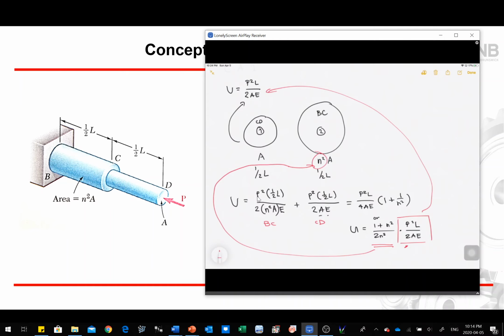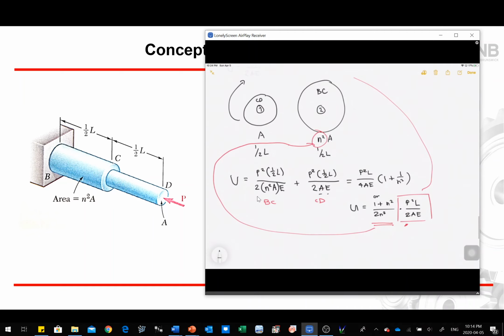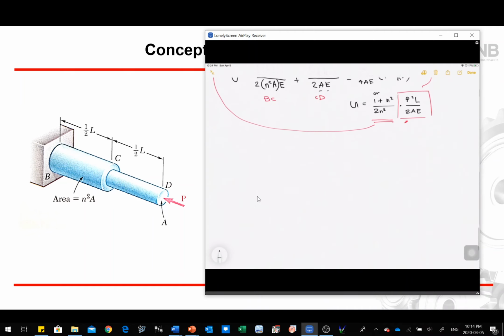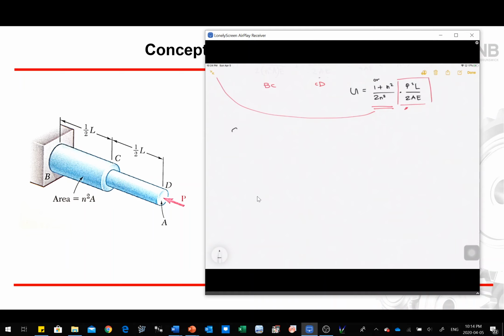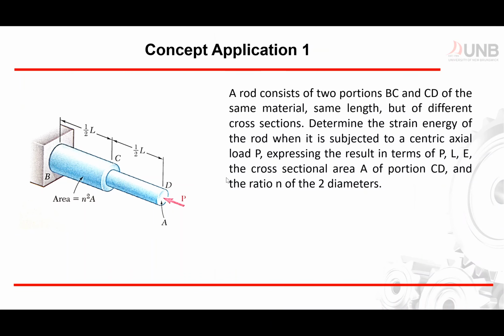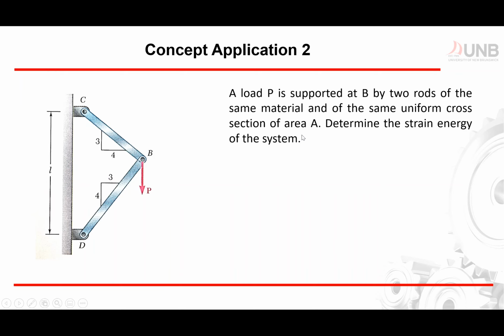Now, that's super easy for concept application number 1. Let's move to concept application number 2. I think we have 4 or 5 examples right here. So, I'll drag my screen here. Okay, concept application 2.